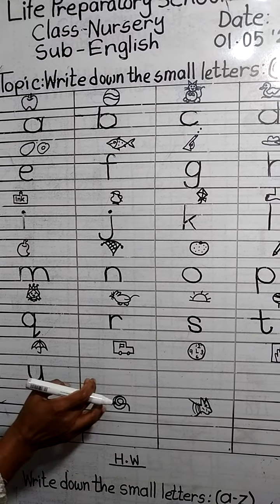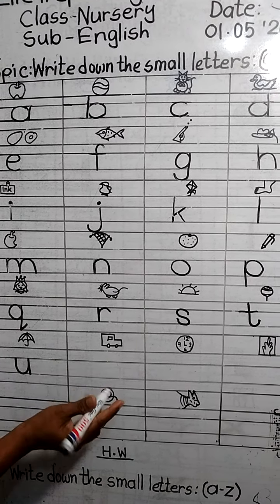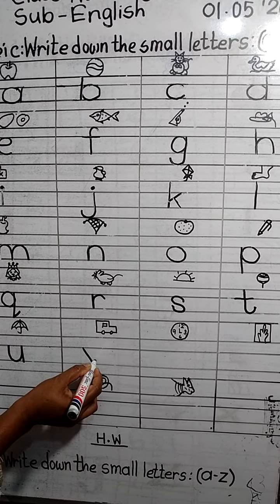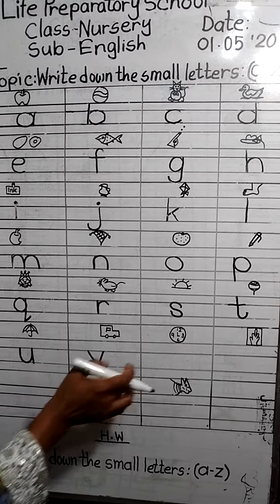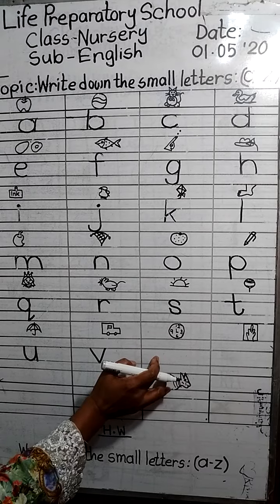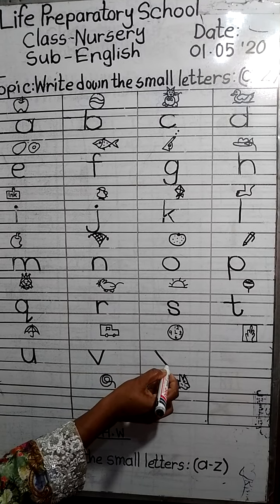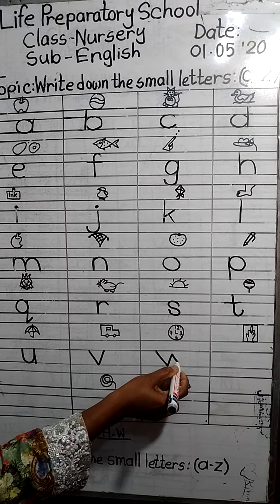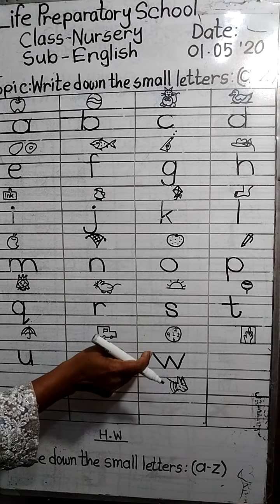Small letter U after small letter V. Which one is small letter V? Small letter V always in the middle room. At first I will draw an angle line in the middle room till the third line. Again, go up, go up, go up till the second line. This is small letter V. V after W. Which room is small letter W? Everybody, do you know? Small letter W always in the middle room. Okay, I will write here. At first, I will draw an angle line in the middle room. Then, go up, go up, go up. Don't touch the second line. Go down till the third line. Again, go up till the second line. This is small letter W.